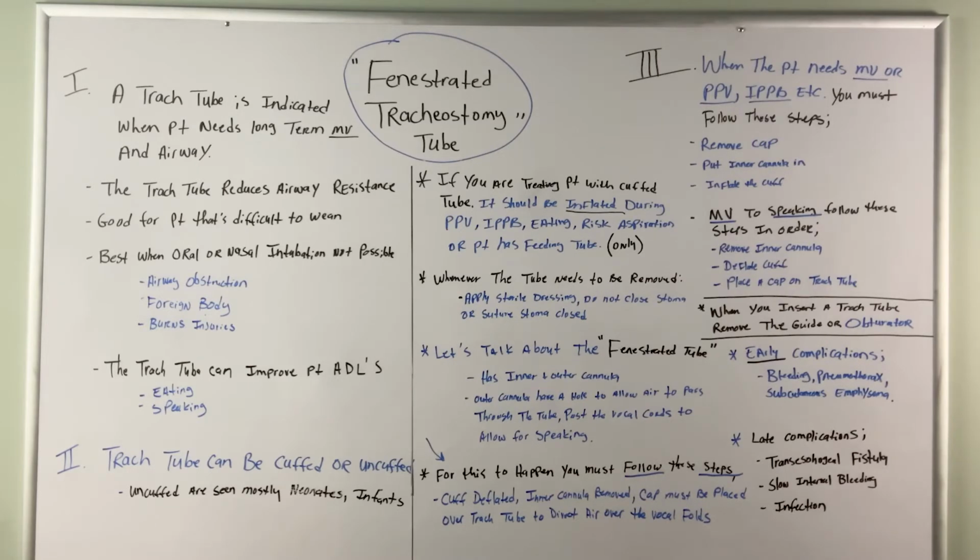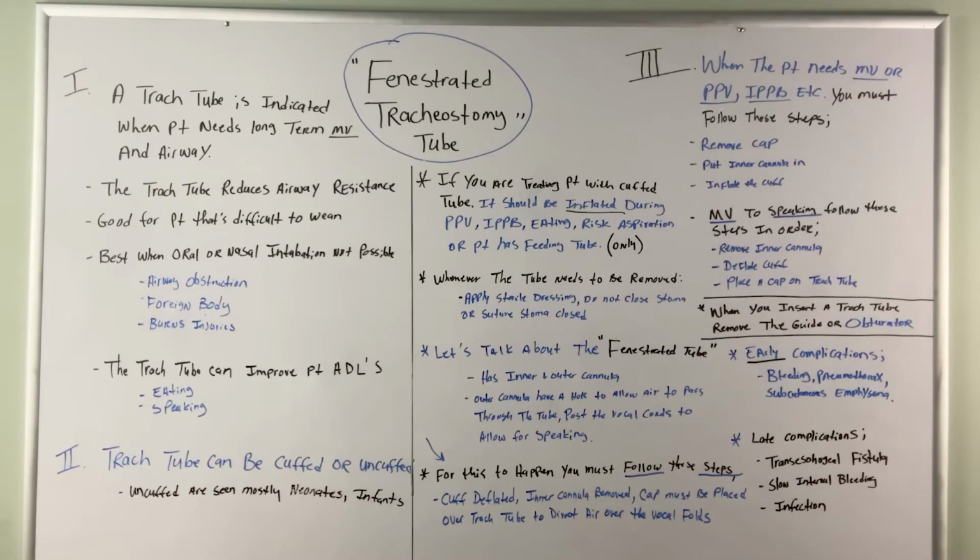Now, the trach tube can improve our patient's activities of daily living, such as eating or even speaking. They can be, when I say they, I mean trach tubes, either cuffed or uncuffed. Our uncuffed tubes are usually seen in neonates and infants, okay? Rarely will you see one in an adult, but it's possible.